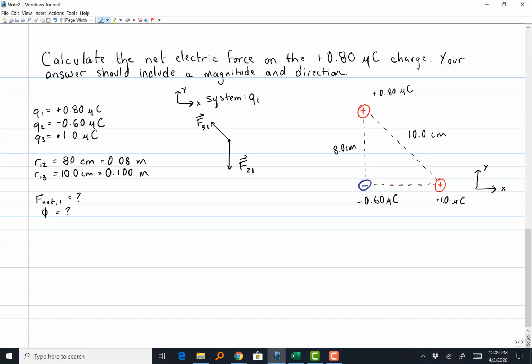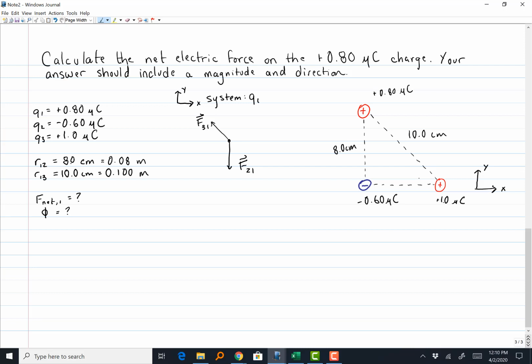Alright, so our free body diagram has 2 forces on it. One is the attractive force from the charge down by our right angle here, our negative charge, and then a repulsive force from our other 1 microcoulomb charge on the other vertex.